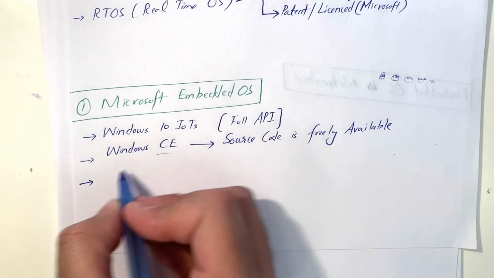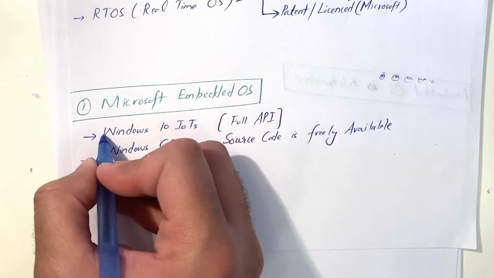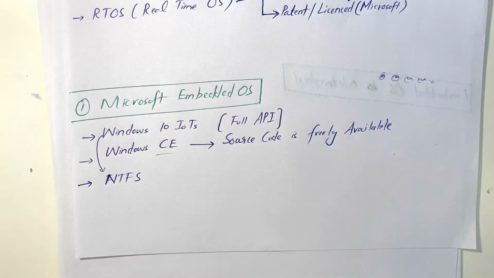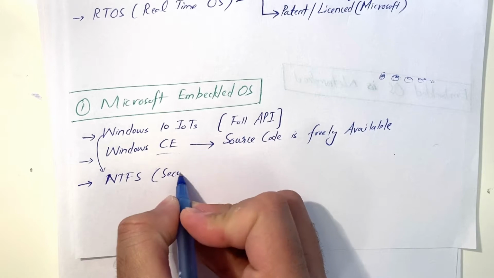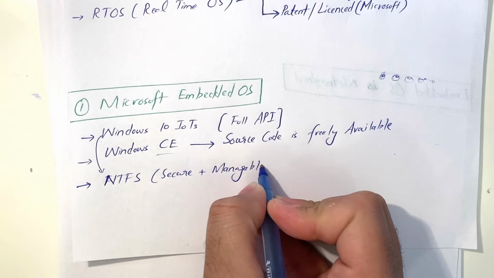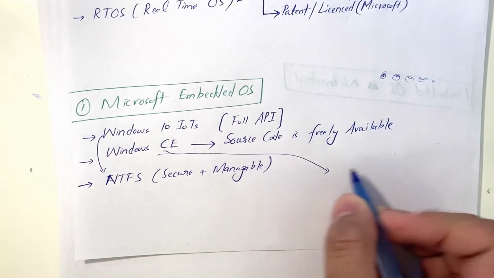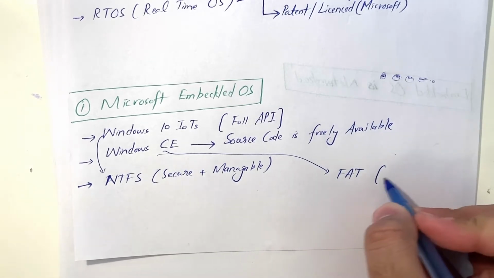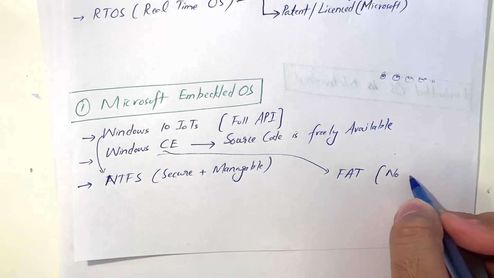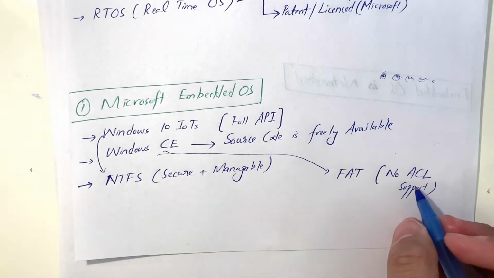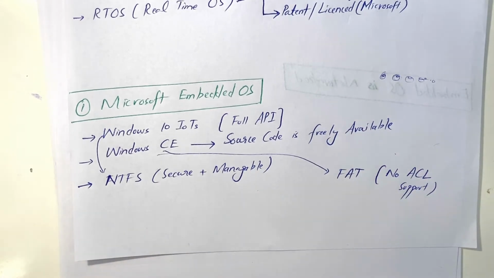Other than that, the filing system which comes with Windows 10 is basically NTFS, which stands for New Technology File System. It is more secure and more manageable as compared to Windows CE, which typically uses FAT, the file allocation table. The problem with FAT is it doesn't allow you to create an access control list. No ACL support, so it is less secure as compared to NTFS.